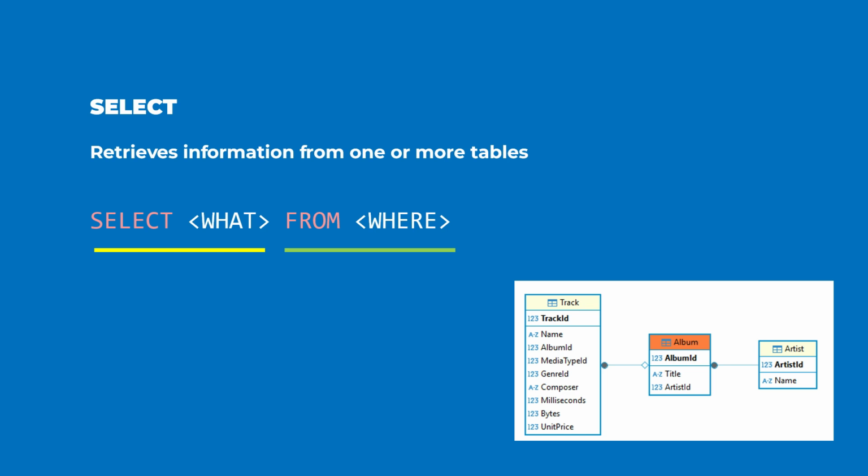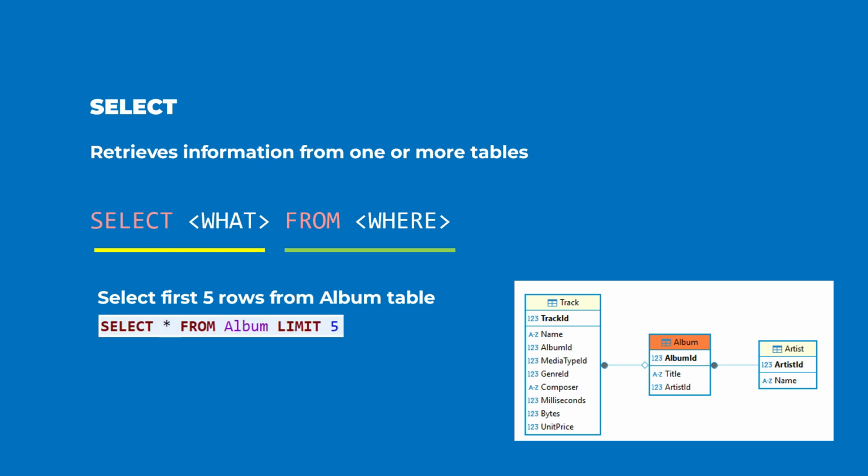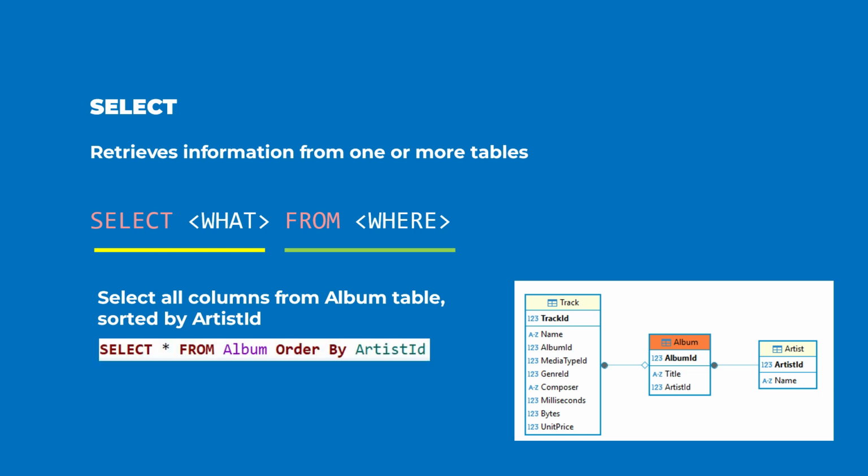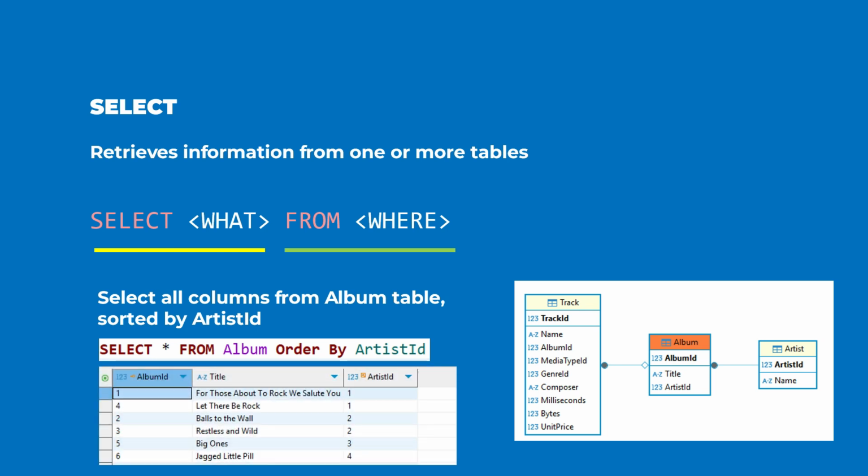Now, what if you don't want to see results for every row in the table and you are only interested in seeing the top few rows? You can use the limit clause, and now we can retrieve only the first 5 rows in the table. Now, what if you want to sort the results by artist ID in ascending order? You can use select asterisk from album followed by an order by clause on artist ID column. And now we can see the rows are sorted by the column artist ID in ascending order.